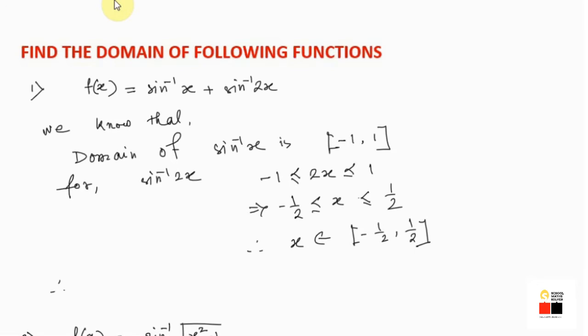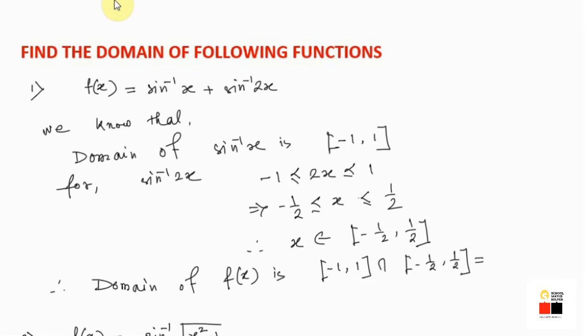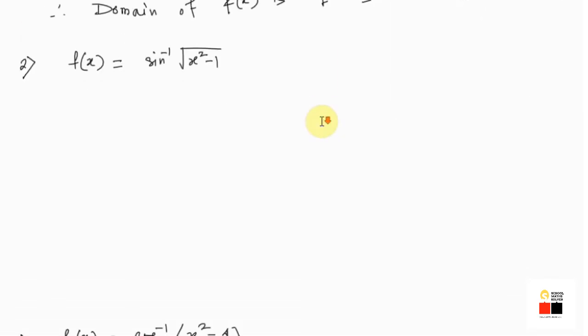Therefore the domain of f(x) is -1, 1 intersection -1 by 2, 1 by 2, that is -1 by 2, 1 by 2. Next problem is f(x) equals sin inverse root over x square minus 1.